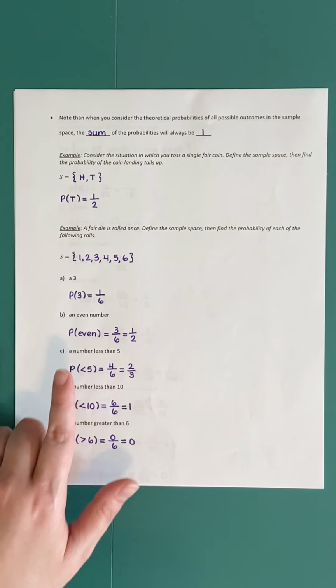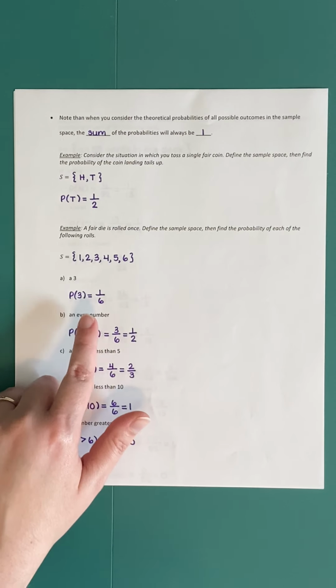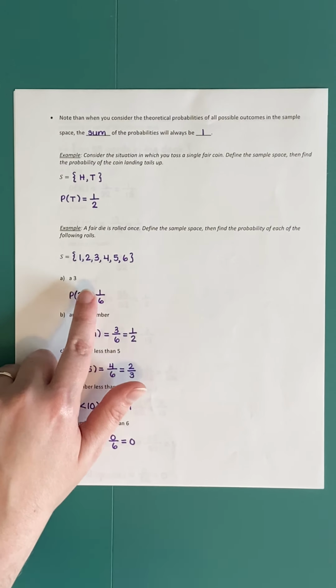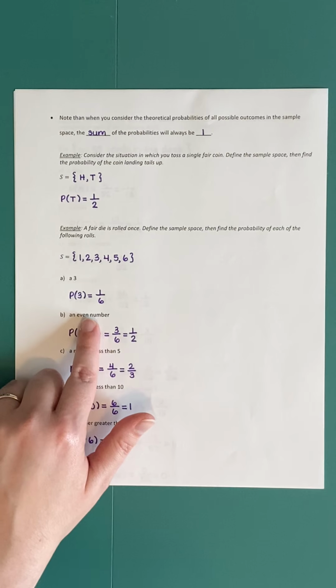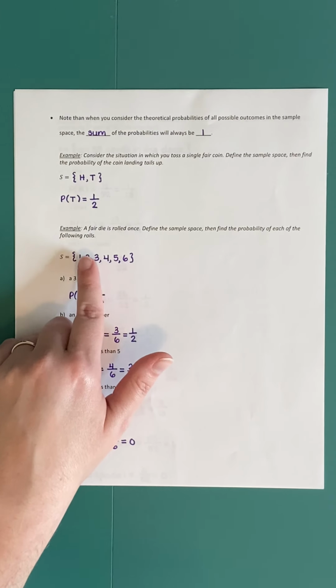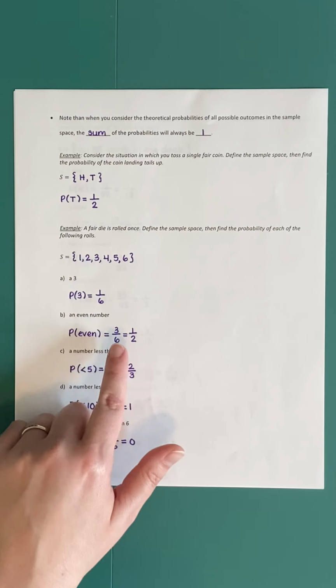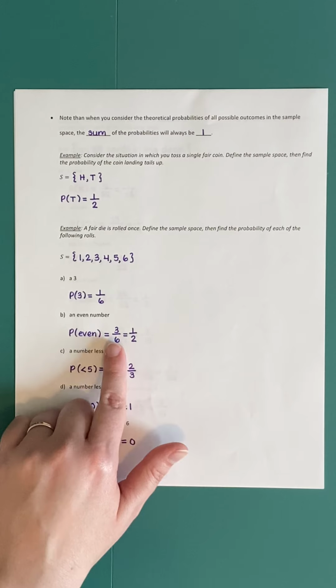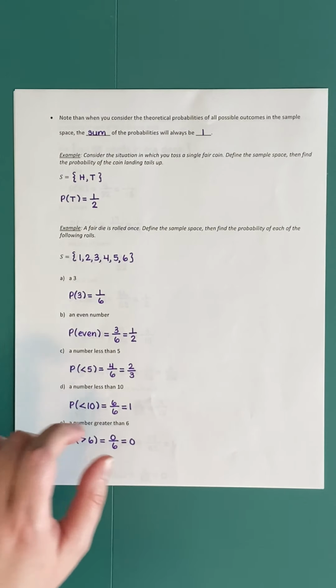Now, what about rolling an even number? Notice that's not the same thing as rolling a 3. There's only one way to roll a 3, but how many ways are there to roll an even number? Now, notice the denominator is still going to be the same. So again, the denominator of probability is always going to be the size of the sample space, which in this case is 6.